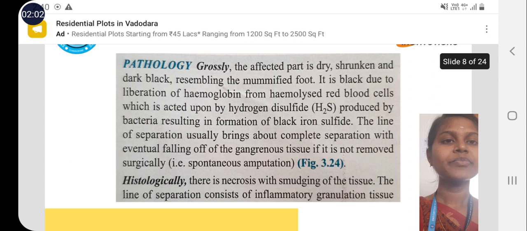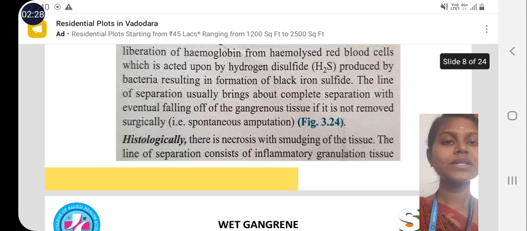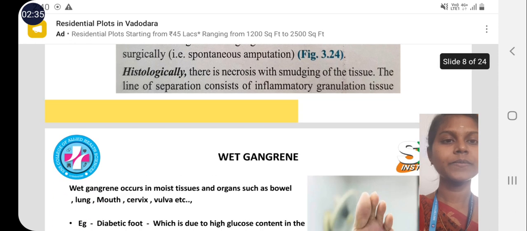So pathology. Grossly, the affected part is dry, shrunken and dark black, resembling a mummified foot. It is black due to liberation of hemoglobin from hemolyzed red blood cells, which is acted upon by hydrogen sulfide produced by bacteria, resulting in formation of black iron sulfide. The line of separation usually brings about complete separation with eventual falling off of the gangrenous tissue if it is not removed surgically. Histologically, there is necrosis with smudging of the tissue. The line of separation consists of inflammatory granulation tissue.